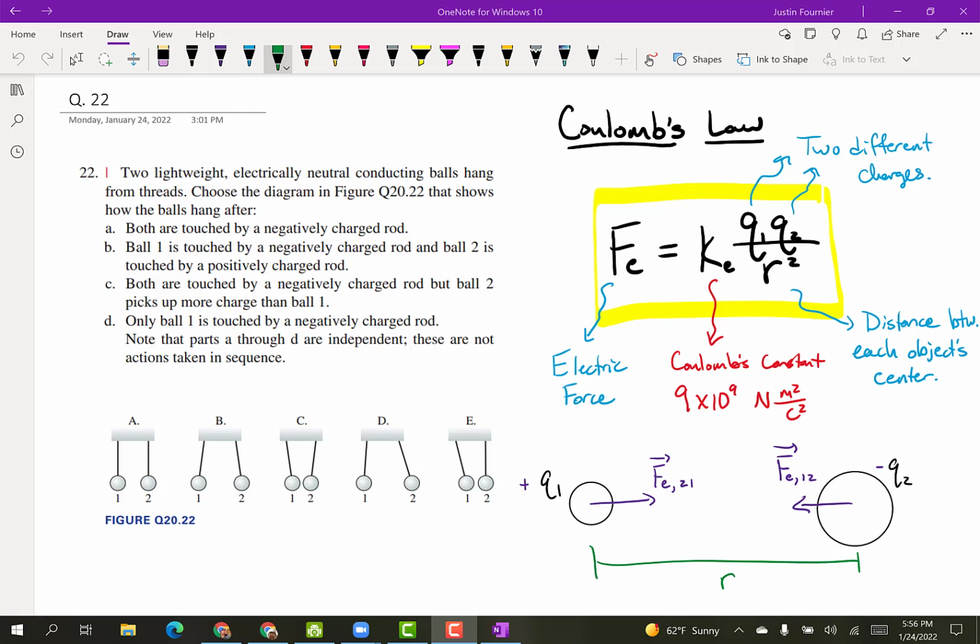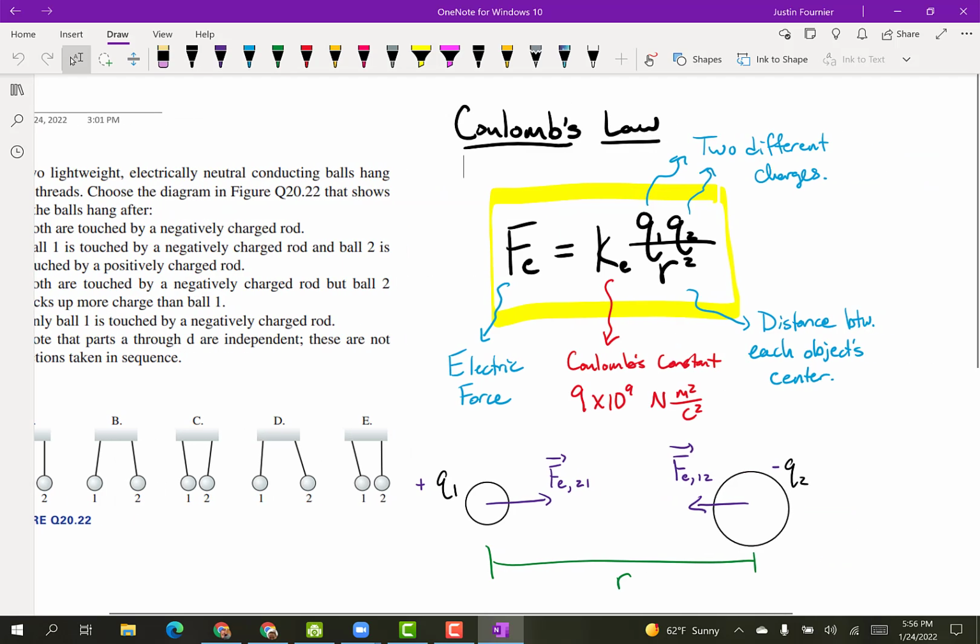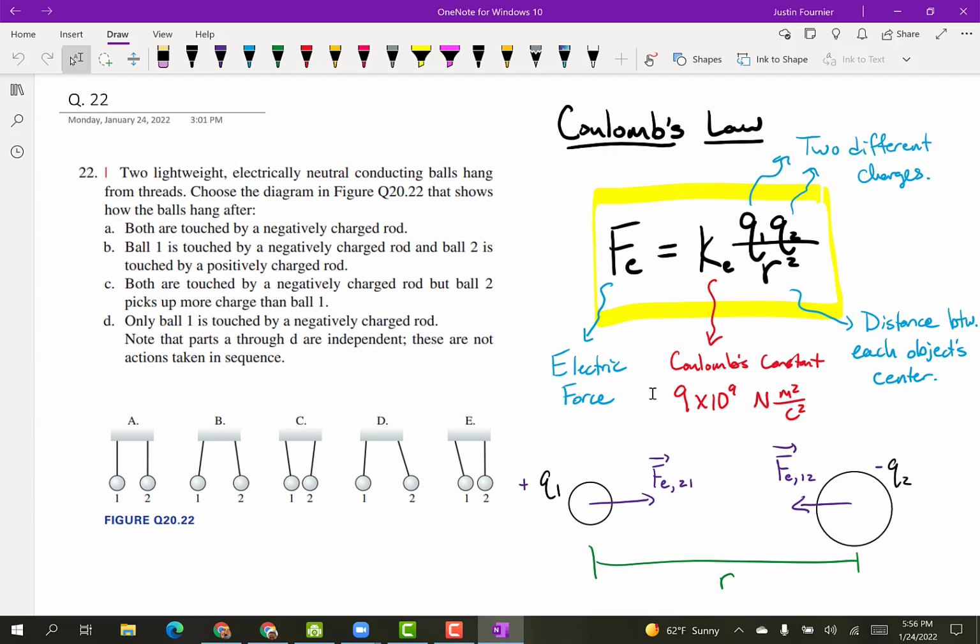So this question was asked to do from homework 20A, question 22. Basically it says: two lightweight, electrically neutral conducting balls hang from threads. Choose the diagram down here. They're giving us four different situations, and I'll go by them one by one and we have to choose which one best fits that situation.